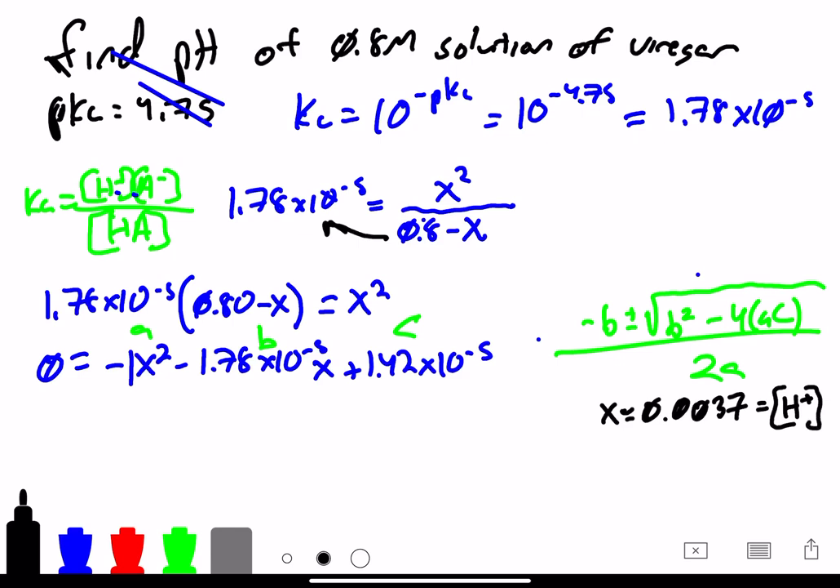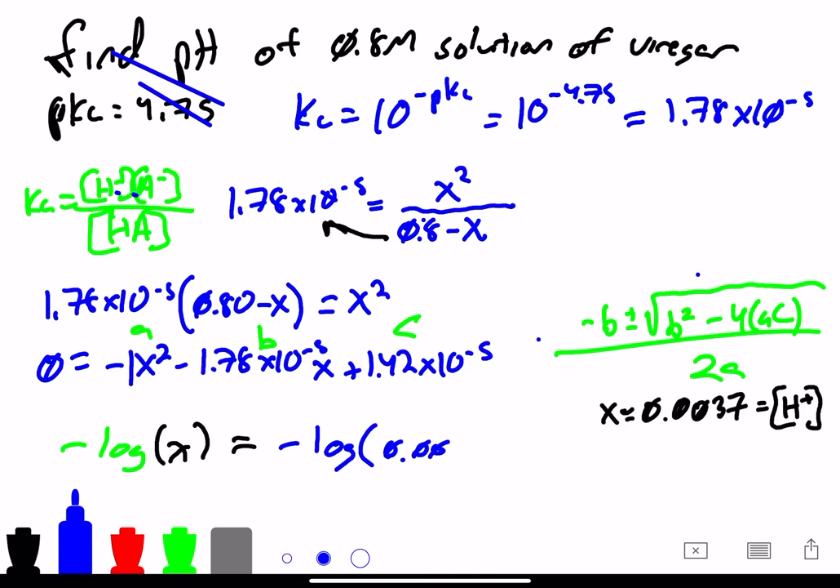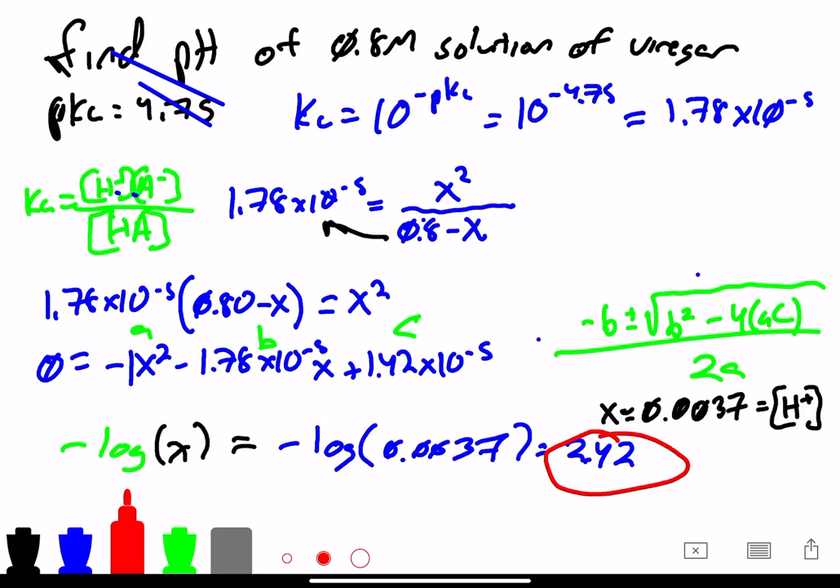So now, to find the pH, we would just take the opposite of log of our concentration, which is equal to the opposite of log of 0.0037, and that's going to come out to be 2.42. So that would be the pH of a 0.8 molar solution of vinegar.